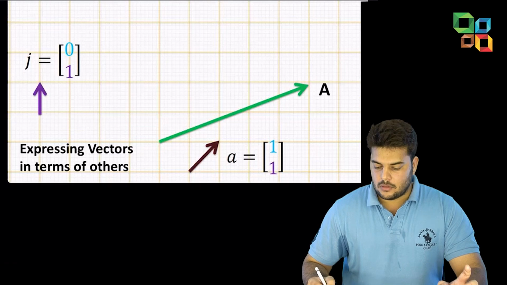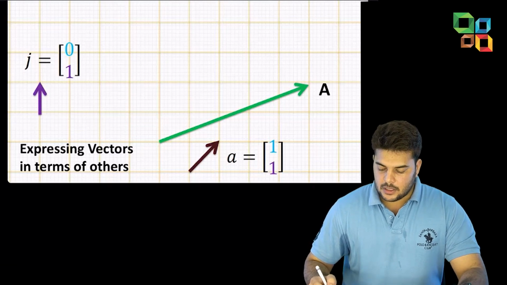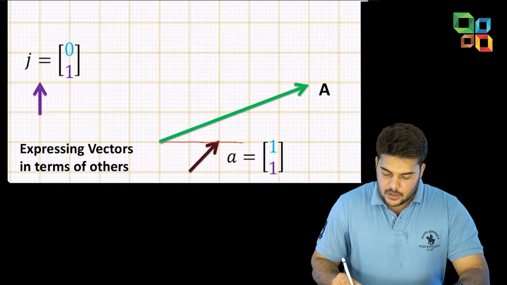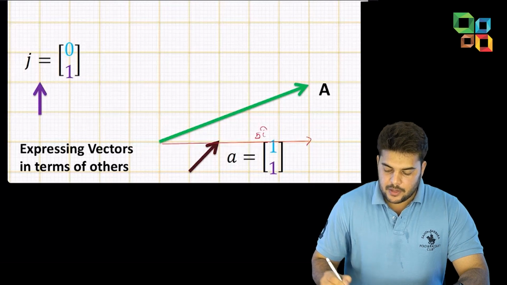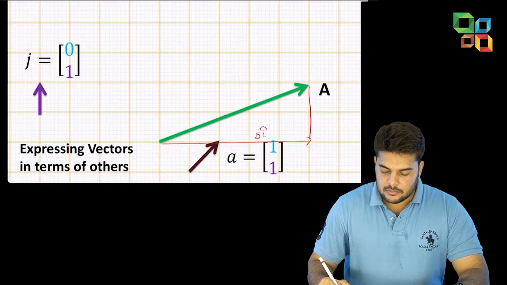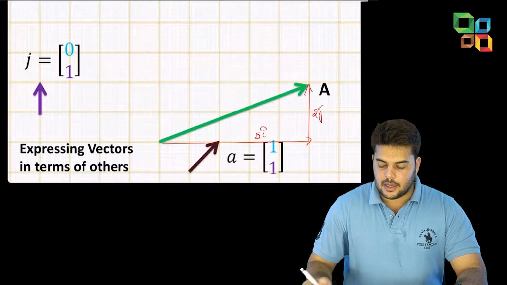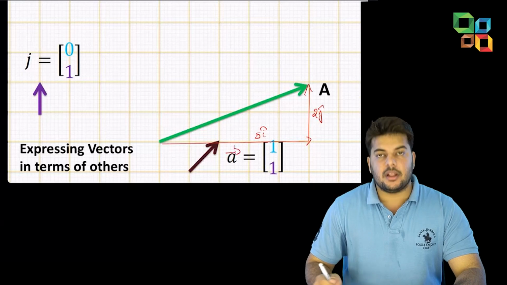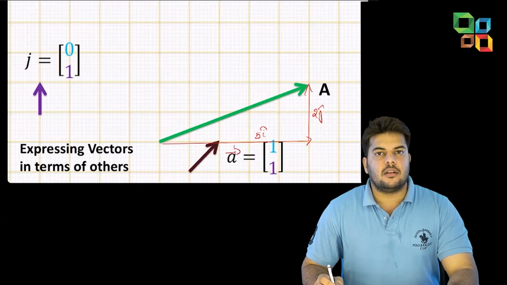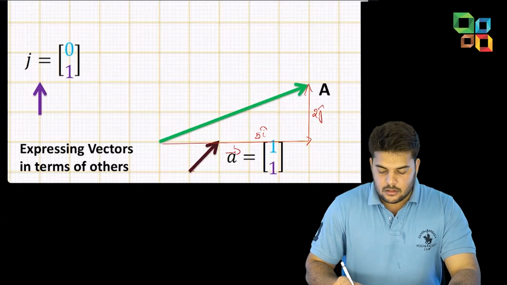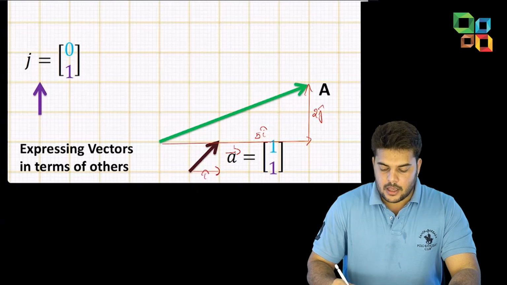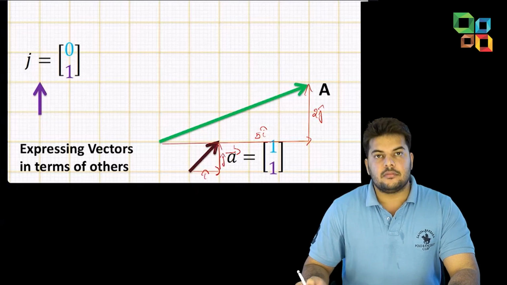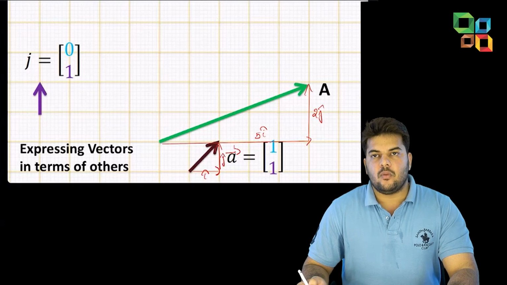5A and 2 J's. How many is that? Let's see. So we require 5 I's and 2 J's, correct? Yes, sir. But what is small a vector? Look at that. 1 comma 1, but it is also 1 I and 1 J, correct? Yes. 1 I and 1 J.